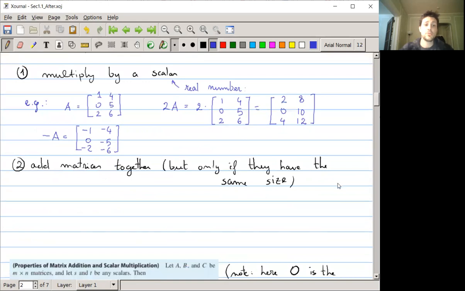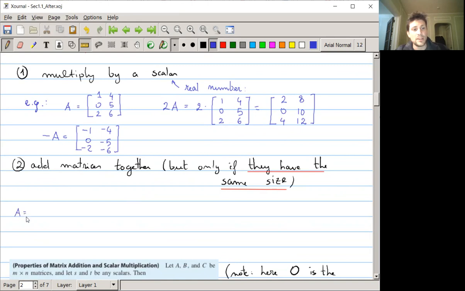Another thing that we can do with them is to add them together. However, there's a warning here. We can only do this if the matrices are of the same size. We cannot add together matrices with different sizes. And you'll see in a second why that only makes sense.